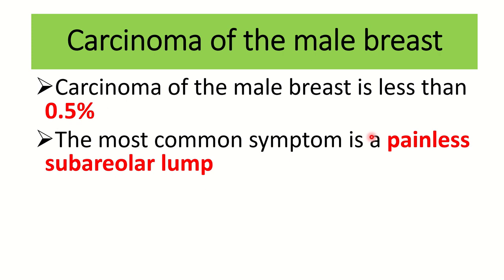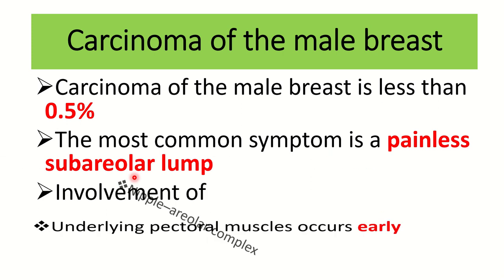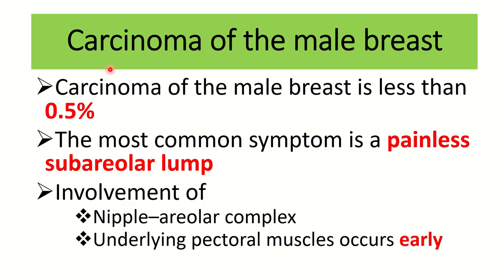And the most common symptom is a painless subareolar lump. So any breast cancer usually presents with a breast lump, and in the case of male the breast lump is present just below the areolar region. So in the subareolar region there is a lump, which is significant for carcinoma of the male breast. And in carcinoma of the male breast, the involvement of the nipple areolar complex and underlying pectoral muscle occurs early. So this point is very important.